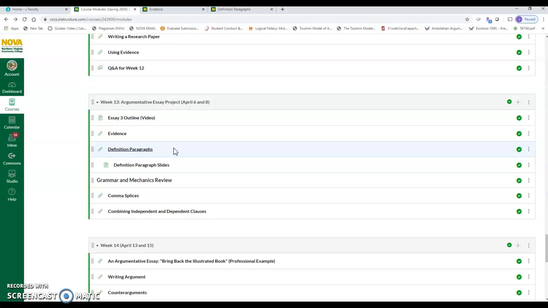I also added in a grammar and mechanics review of comma splices. If I haven't made note on prior essays that you have CS, I'd write that in the margins, or comma splices, then you don't particularly have to worry about it so much, but it's not bad to have this as a resource. And I've got one about combining independent and dependent clauses too.